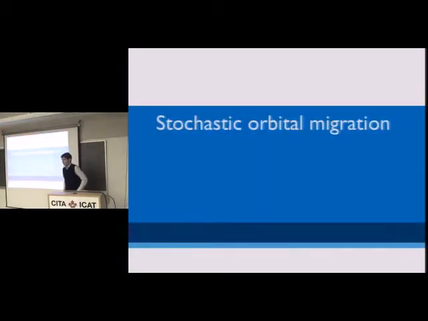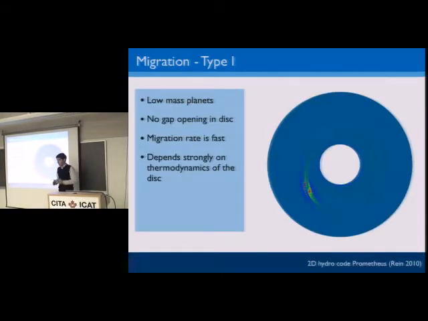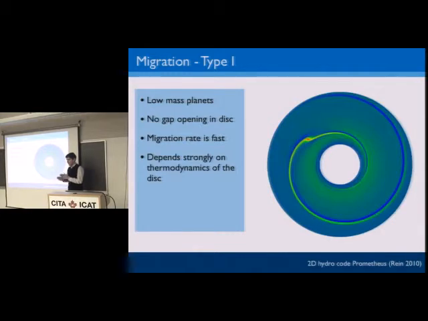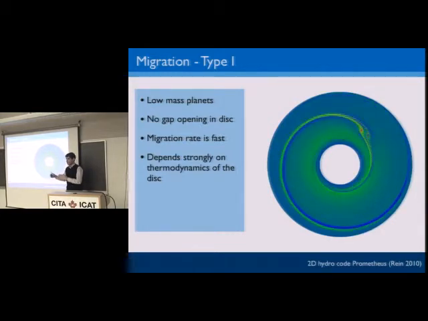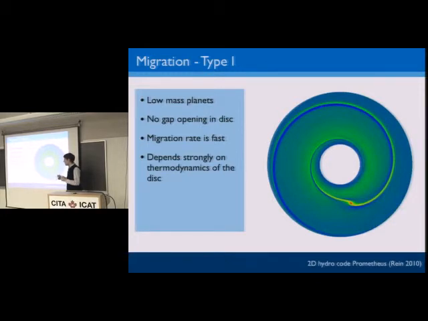So my take on how to form these systems is via stochastic orbital migration. That's the point I'm trying to make today. Let me explain how that works. Before I do that, I'm going to explain how normal orbital migration works in just a few slides. If you put a planet in a protoplanetary disk, it starts interacting with the disk and will create a spiral wave. It will create one that goes outwards and one that goes inwards. There's a slight asymmetry between those two waves, and that creates a torque on the planet. So the planet will move around because of this torque.